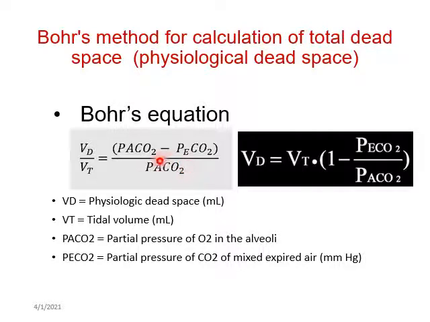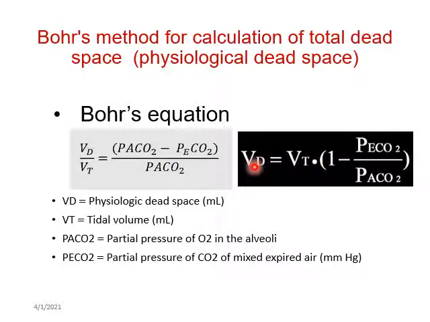The denominator is the same in the equation, so if we break it down and do a rearrangement of the equation, this might be easy for you to remember. The volume of the dead space will be equivalent to the tidal volume multiplied by 1 minus the partial pressure of CO2 in the expired air divided by the partial pressure of CO2 in the alveoli. Okay, so this might be much easier for you to remember.